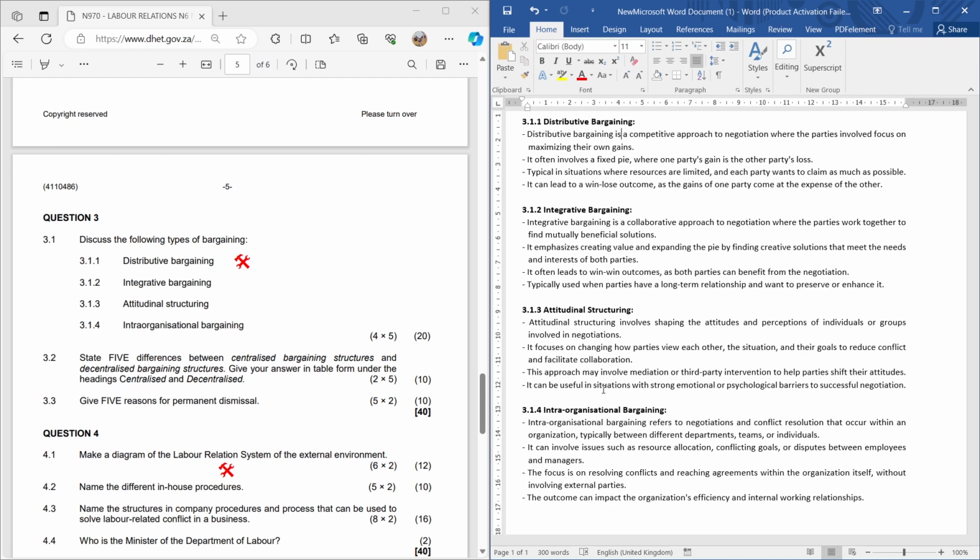So intra-organizational bargaining refers to negotiations and conflict resolution that occur within an organization, typically between different departments, teams, or individuals. It can involve issues such as resource allocation, conflicting goals, or disputes between employees and managers. The focus is on resolving conflicts and reaching agreements within the organization itself without involving external parties, and the outcome can impact the organization's efficiency and internal working relationships, right?